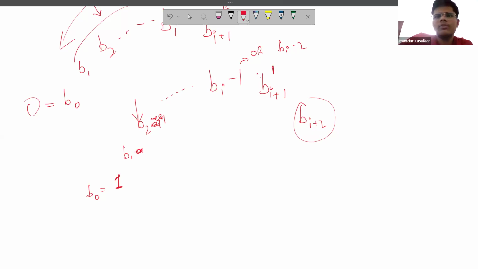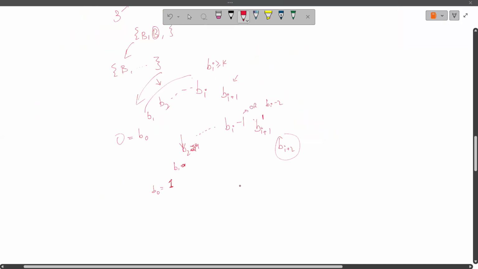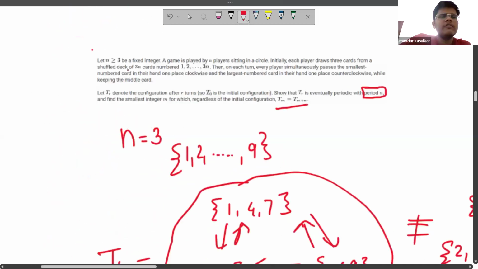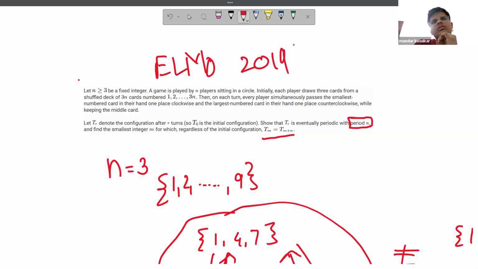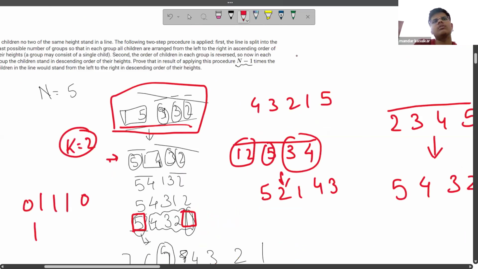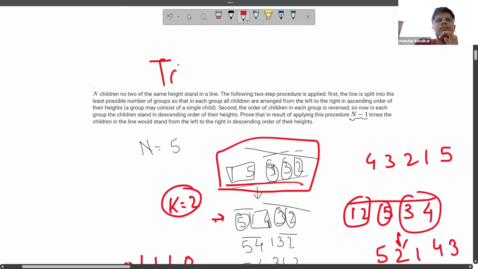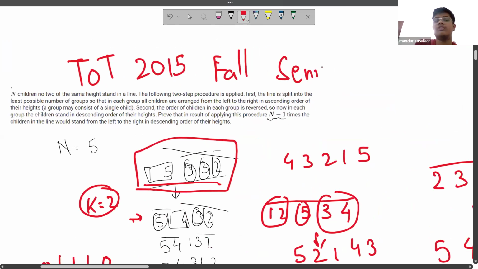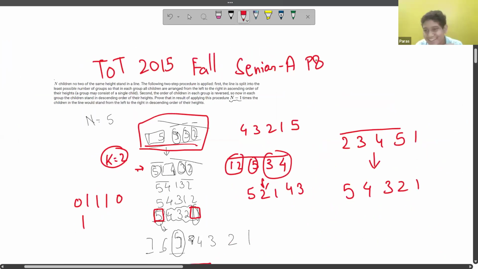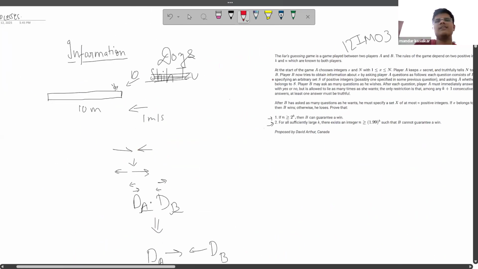I suppose I'll end the class now because everyone is done. I'll just tell you the sources so you can check it for yourself. I hope I remember them. This is ELMO 2019 P3. This one is Tournament of Towns 2015 Fall Senior A. Just like TOT 2015.